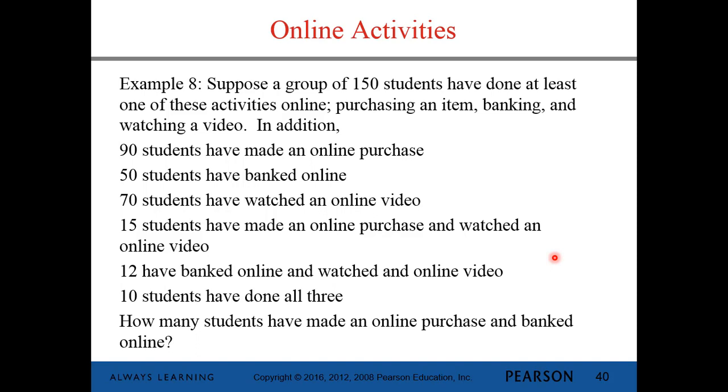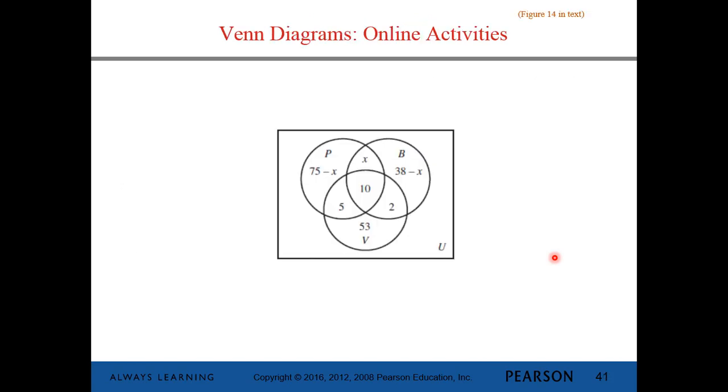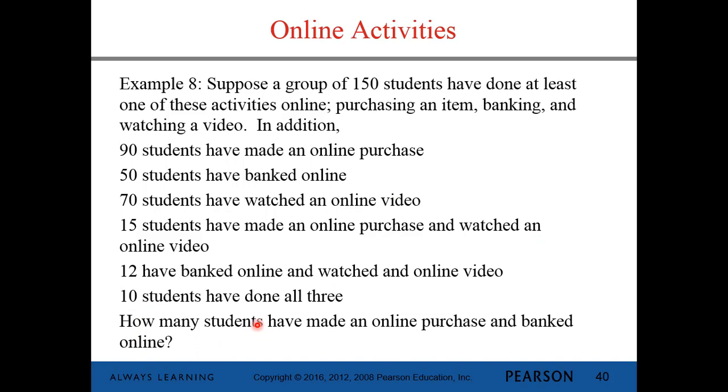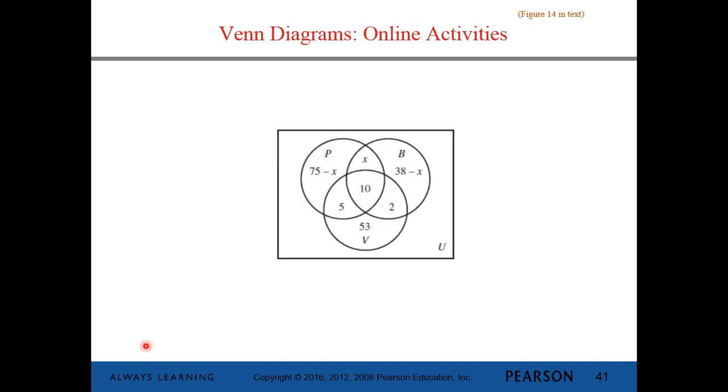Well, guess what we're going to have to do? We're going to have to take these three categories of activities and create a Venn diagram. So we'll have a circle for online purchases, we'll have a circle for banking online, and we'll have a circle for watching an online video. And then we're going to fill in the numbers. And so when you fill in the numbers, what are we looking for? We're looking for how many students have made an online purchase and banked online. So both of those.